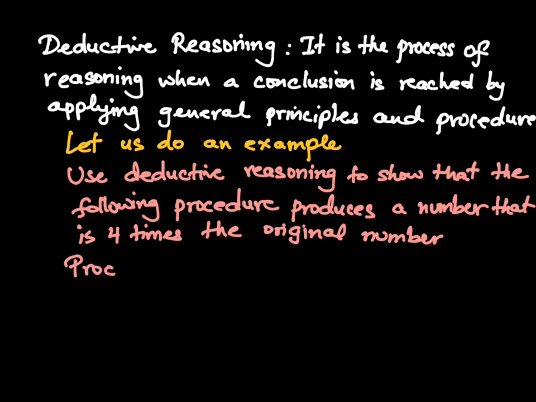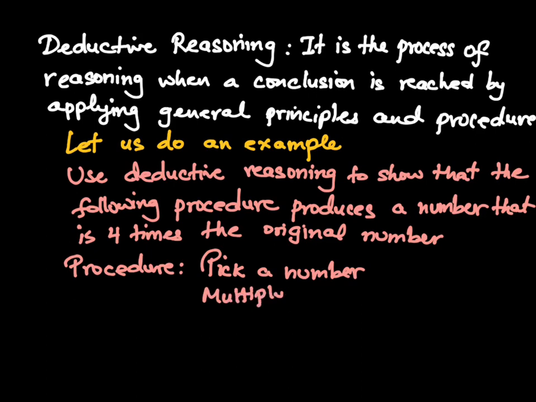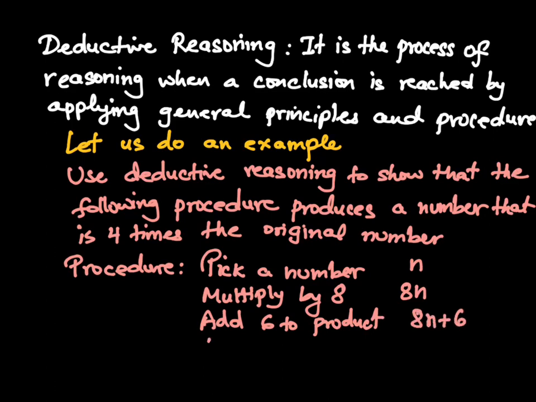They give us a procedure, some steps. Pick a number, let's say n. Then multiply by, for example, 8. Then add 6 to the product, so 8n plus 6. Then divide by 2. So 8n plus 6 divided by 2 gives you 4n plus 3.